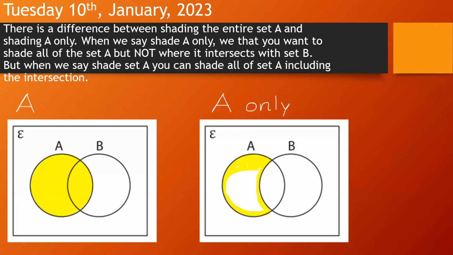Kevin, are you there? Yes, sir. Can you tell me the difference between shading in all of set A and A only? Shading in just A, you shade A, including where it intersects with B in the middle, and A only is just shading it where we do not shade in the middle. Good, very good. We don't shade in the middle.